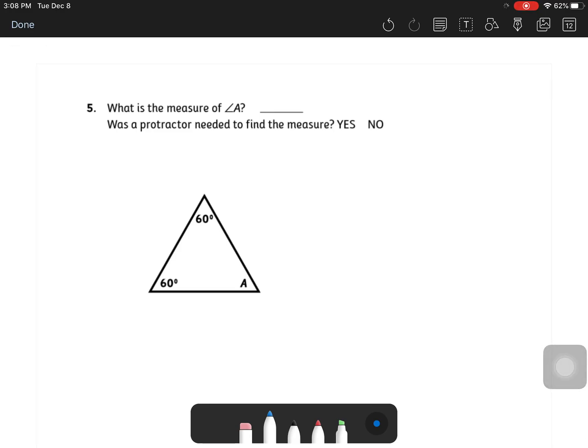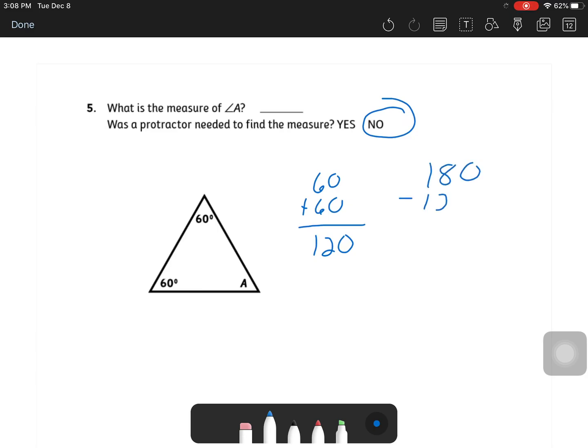Okay, in number 5, it says what's the measure of angle A? Now in this one, because they tell us 2 of the angles, we shouldn't need a protractor. We should be able to figure it out. So if we have 60 plus 60 for 2 of them, that's 120, right? And they told us that triangles always have a sum of 180. So we're going to take that 180 and subtract the other 2 angles, the 60 and the 60, or minus 120. That's going to leave us with 60 for this last angle.